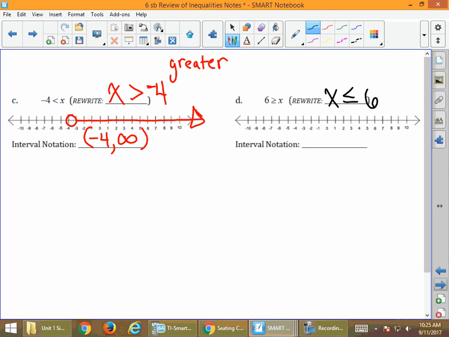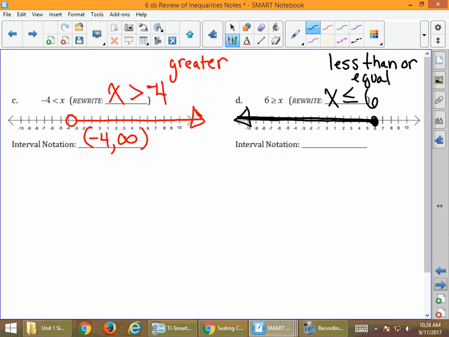When we look at our rewritten form, this means less than or equal to. And once we get it in that format, it's probably easier for us to graph. Do we want to have an open circle or a closed circle on the 6? Closed, because there's an equals in this problem, and we're dealing with less than, so we're going towards the left.